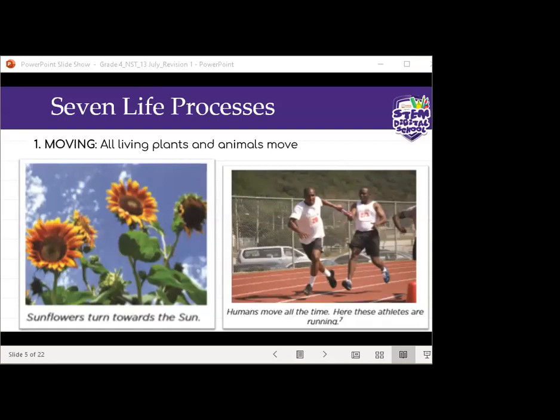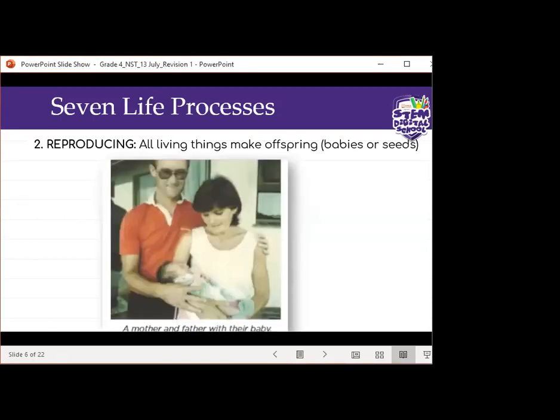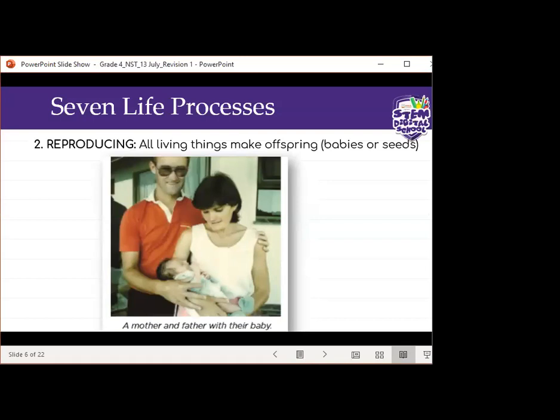So the next process that we're going to look at is reproducing or reproduction. This is where all living things make offspring, and the offspring may refer to babies as well as seeds. So here we have an example of a mother and father with their baby.